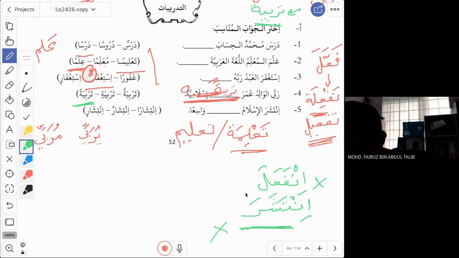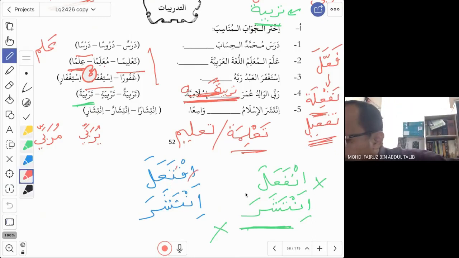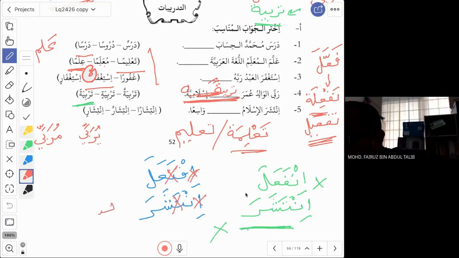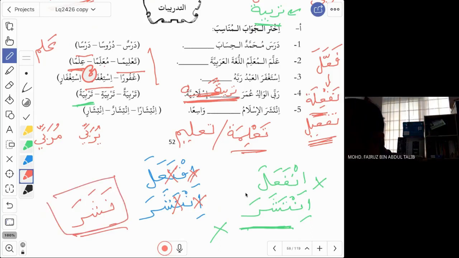Ifta'ala. Okay, we try another one. Ifta'ala: alif, fa, ta, ain, lam. So intashara: alif, nun, ta, shin, ra. Alif is the additional letter. Ta is the additional letter. So here, what is the root word? Nashara. Yes. So the word is nashara, to spread. So from here we know that the wazan is ifta'ala and not infa'ala.